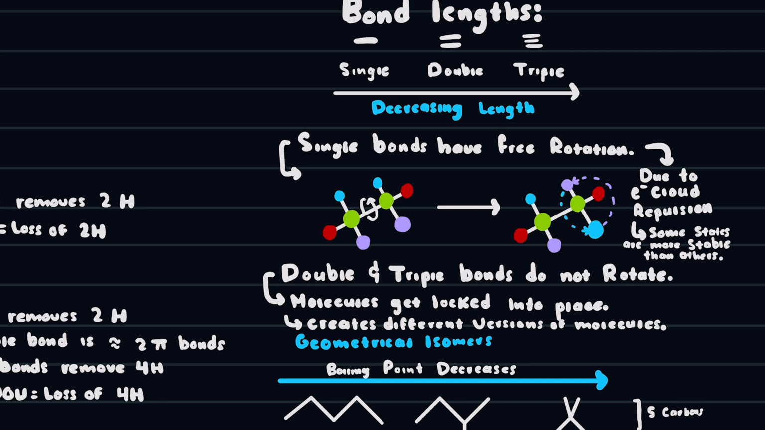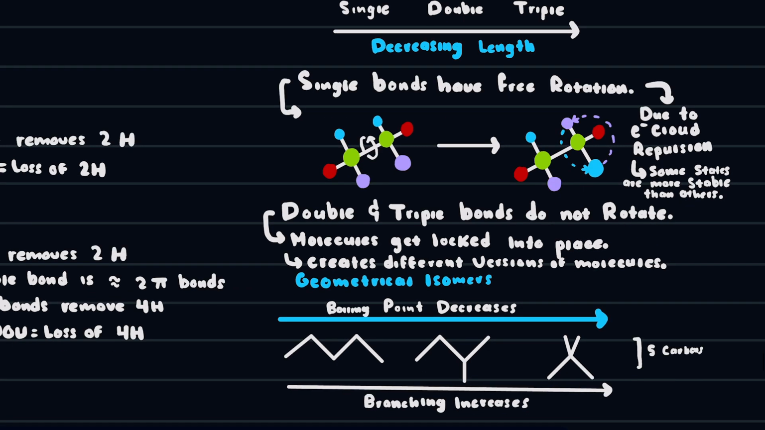Those are called conformers, which you don't have to know for now, but it's useful to know that single bonds have free rotation and they prefer certain states over others. So they're always rotating. Now, why is this important? Well, this is important because double and triple bonds, aka the presence of pi bonds, do not allow free rotation.